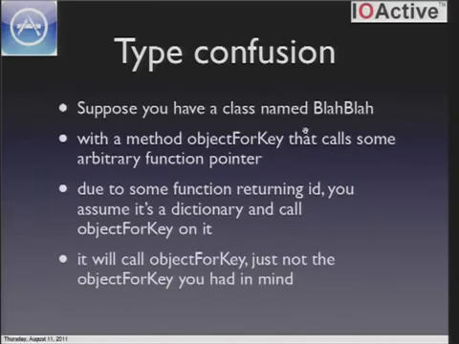And so, for example, let's say you have a class called blah, with a method called objectForKey that calls an arbitrary function pointer. And now let's say you have some function that returns ID, and you assume it's a dictionary, and you call the objectForKey method on your dictionary, except it's not a dictionary, and it's really the blah class. And so you end up calling objectForKey, which calls an arbitrary function pointer instead of returning an object for a key from a dictionary.